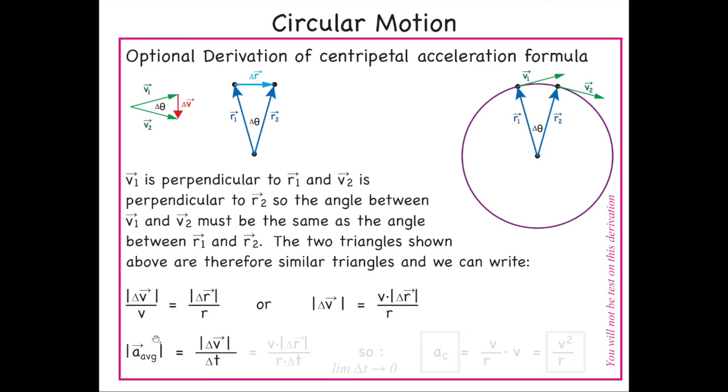Now, remember that the average acceleration is defined as delta v over delta t. So we can take our expression here for delta v and divide that by delta t. And if we take that to the limit where delta t is going to 0, then we get a definition for the centripetal acceleration as being v over r, right? And then we have here a delta r over delta t. But delta r over delta t is our definition of v. So we end up with v squared over r as our definition for centripetal acceleration.